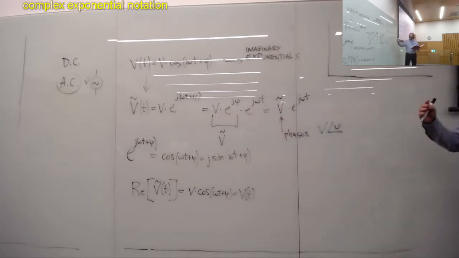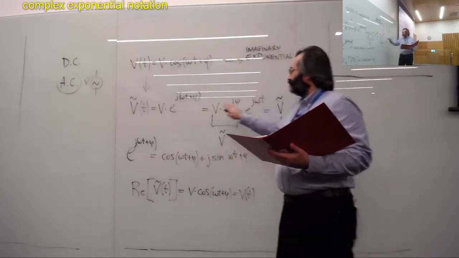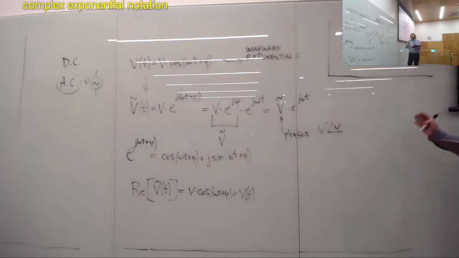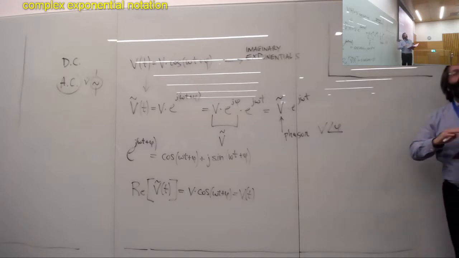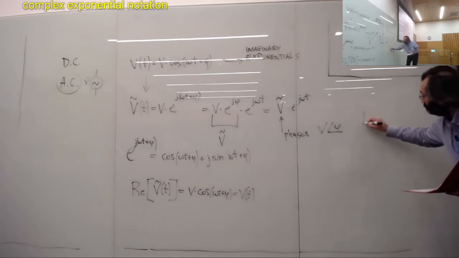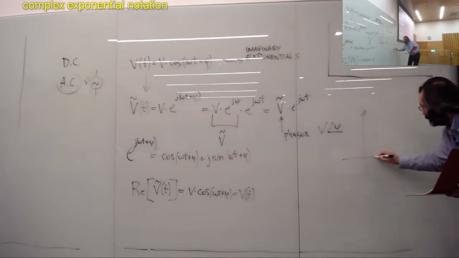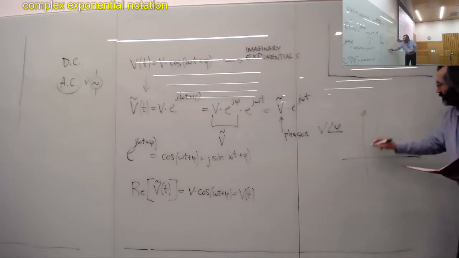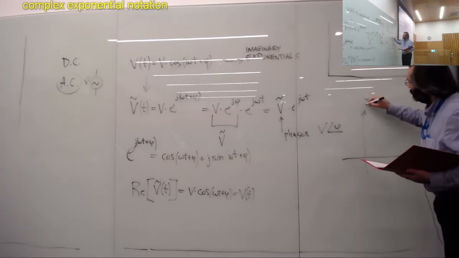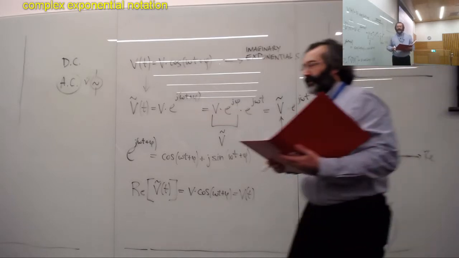So we've been talking about complex numbers. When we deal with complex numbers, we tend to represent them on a real imaginary plane. So we always use a plane of this type where we plot the real part and the imaginary part.